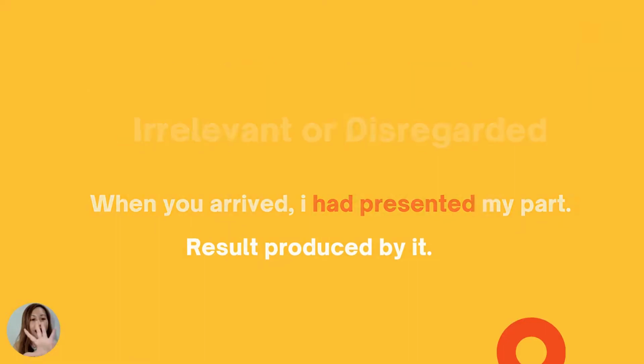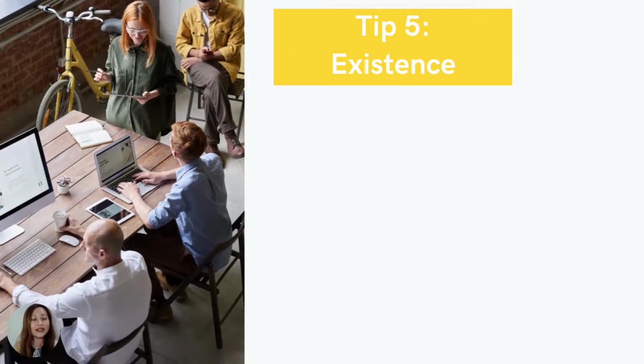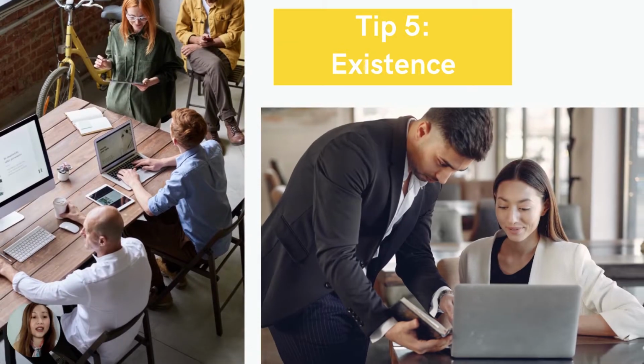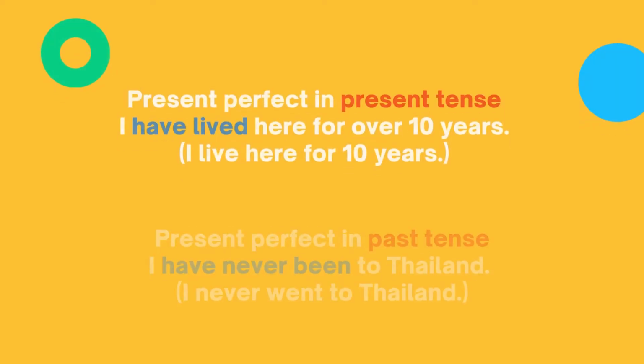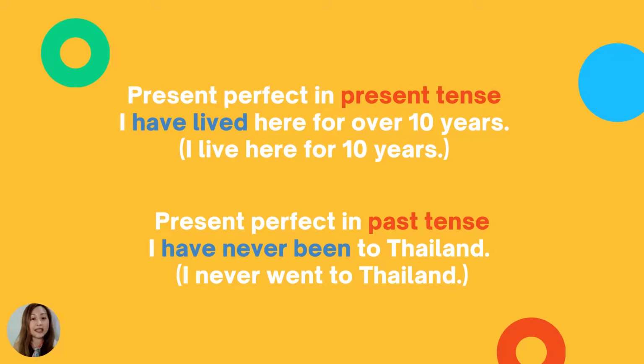And tip number 5, it may not exist in a lot of other languages. So sometimes present perfect is expressed in present tense or past tense. If you look at the first sentence, I have lived here for over 10 years. People may use I live here for 10 years. That would be incorrect in English, but it may be expressed in present tense in another language.